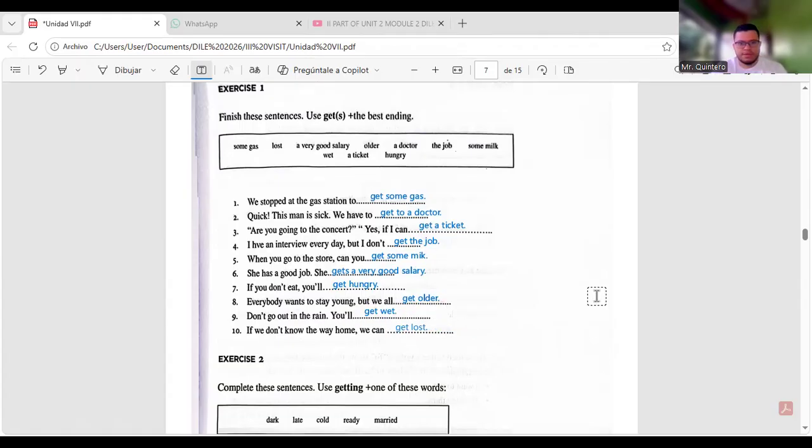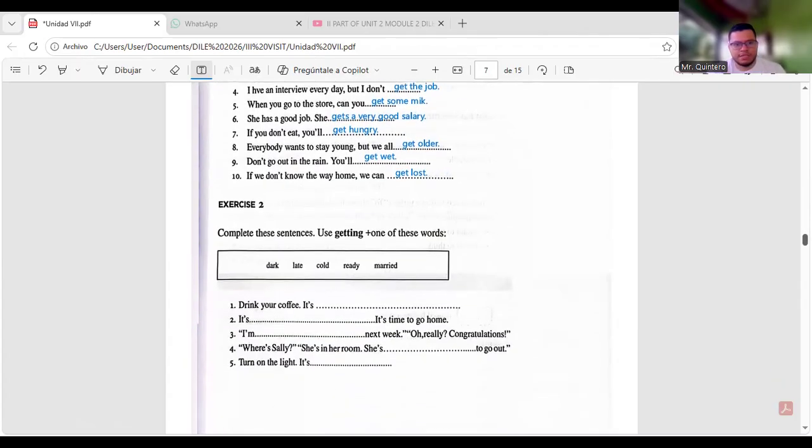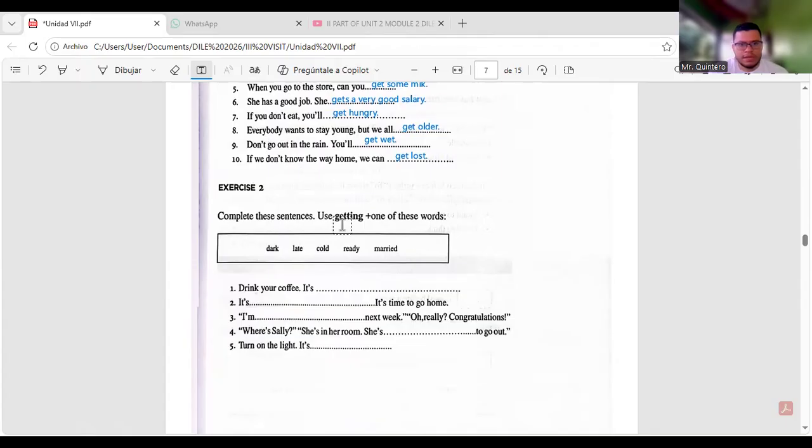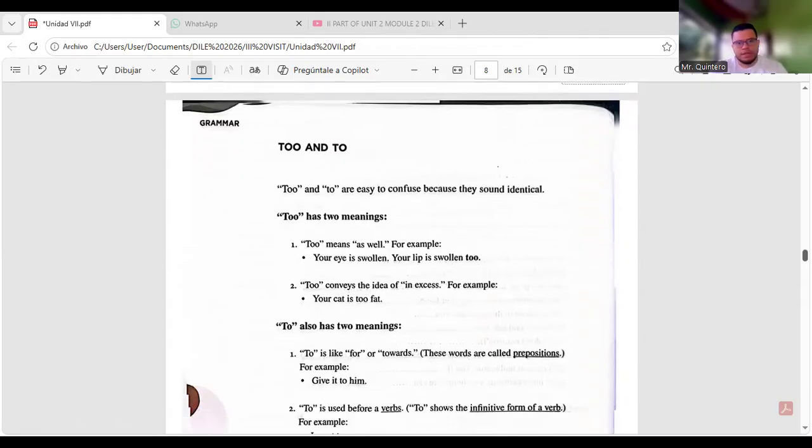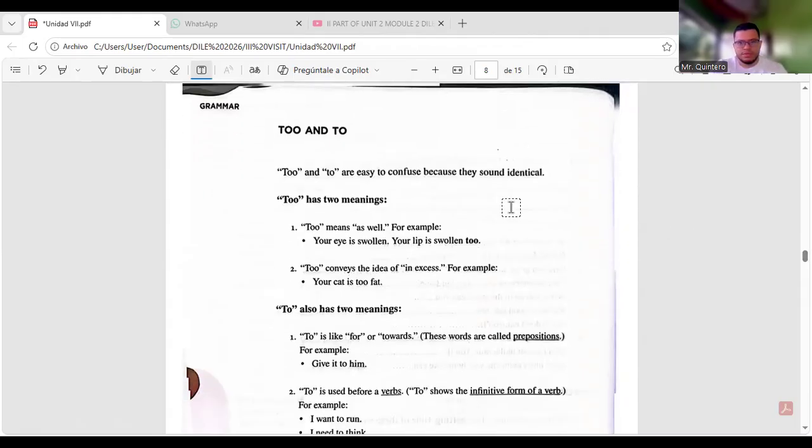De manera, vamos a hacer estos ejercicios para completar y ustedes van a terminar el ejercicio número 2. En este caso usando getting. Drink your coffee. It's getting cold. Se está enfriando. Ahora tenemos lo que es el too and to. I'm going to explain this part.